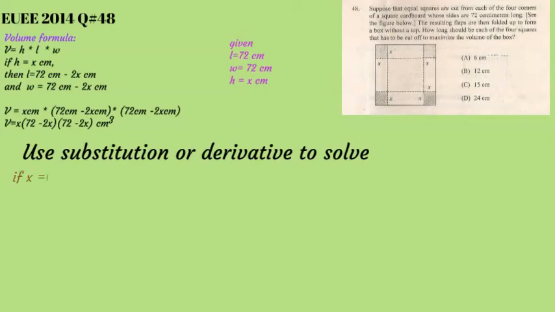So let's say if x is 6 centimeter. If x is 6 centimeter, all you have to do is replace 6 in place of that x and find out the volume. If x is 12 centimeter, we do the same thing. If x is 15 centimeter, we do the same thing. And if x is 24, we do the same thing. And we'll see which one is giving us the highest volume.